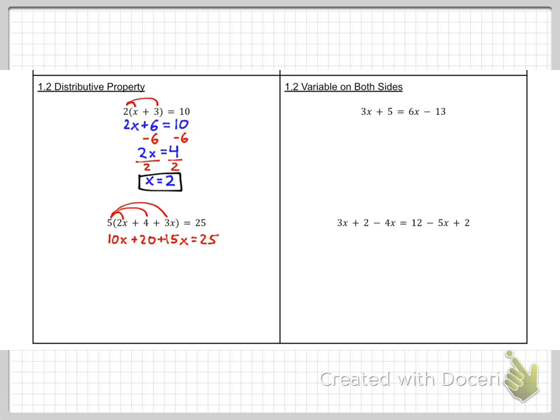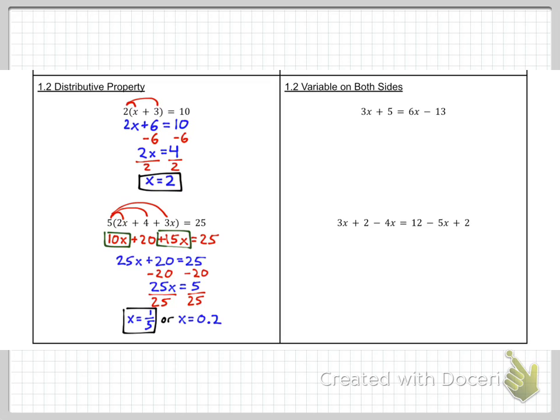And now we have to use our combining like terms skill. Notice I'm including the positive or the plus in front of the 15 inside my box. So we have 10x plus 15x is 25x plus 20 equals 25. Subtract 20 from both sides, and then divide by 25. And you must simplify fractions in this class. So 5 over 25 becomes 1/5. Or you may also write it as a decimal, which is 0.2.